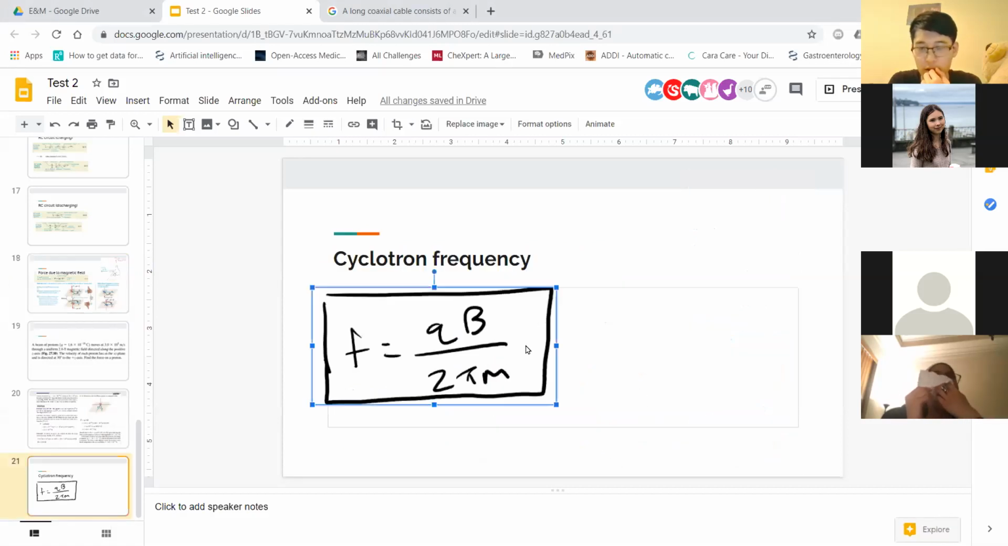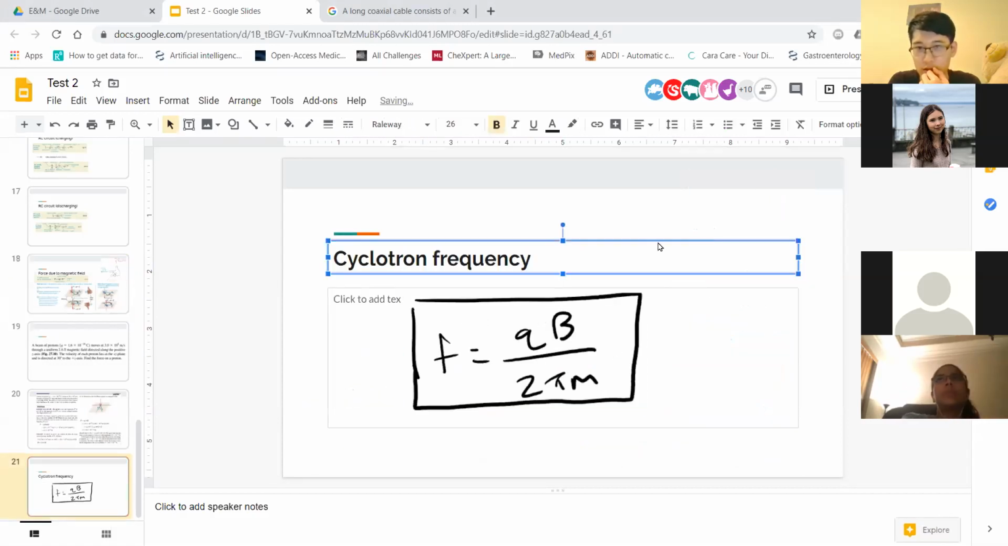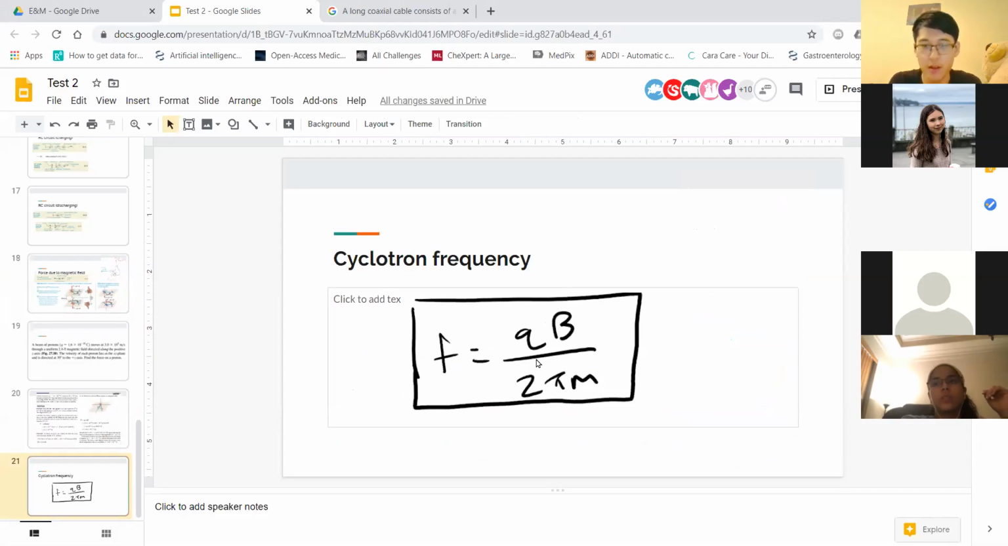There is a derivation for this, and it's actually not that hard to do, so I suggest that you look at it. The velocity cancels out in the derivation, and you end up with this equation for the cyclotron frequency, which is the charge of whatever you're accelerating times the magnetic field divided by 2 pi times the mass of whatever you're accelerating.